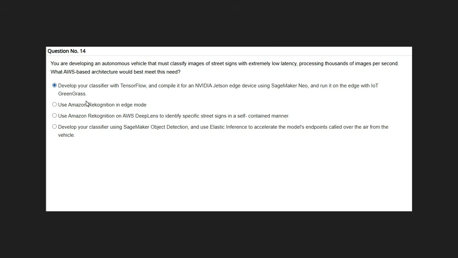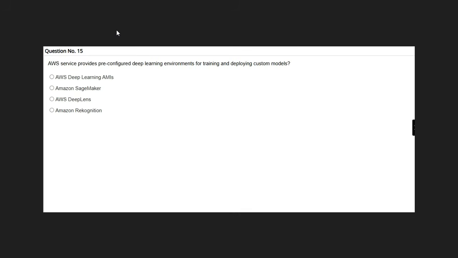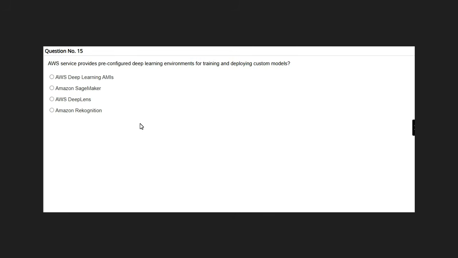Which AWS service provides pre-configured deep learning environments for training and deploying custom models? So option A, AWS Deep Learning AMIs. Option B, Amazon SageMaker. Option C, AWS DeepLens. Option D, Amazon Rekognition. So the first one, AWS Deep Learning AMIs, is the correct one.